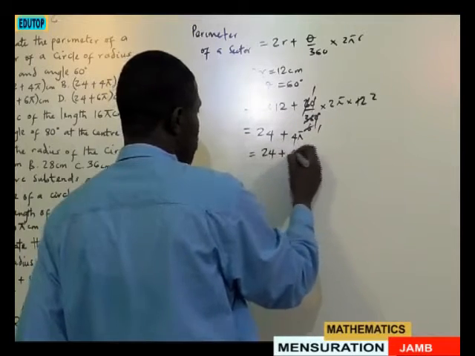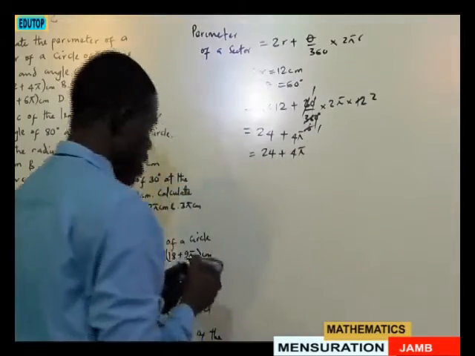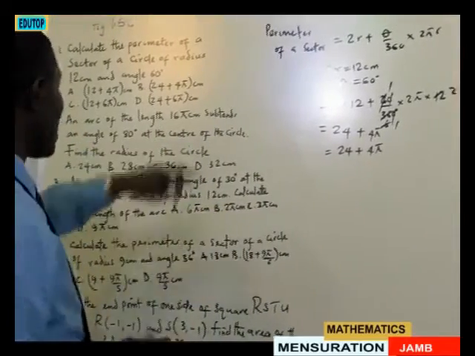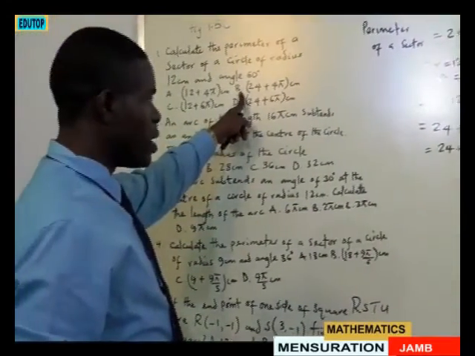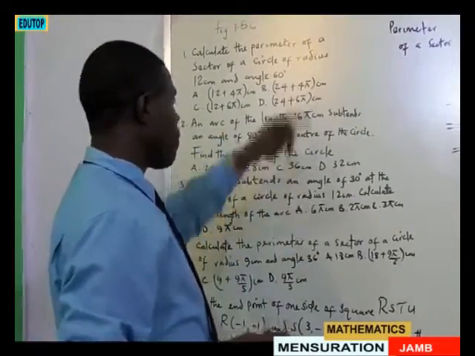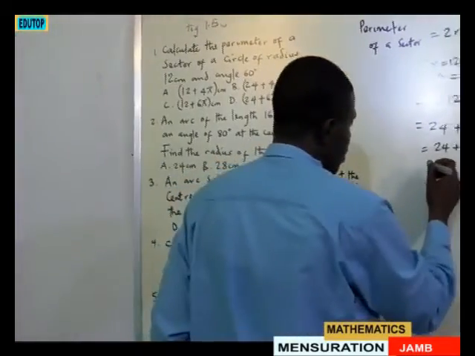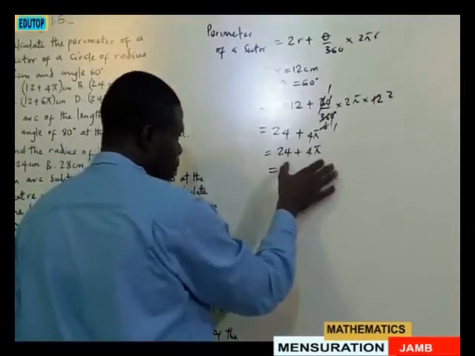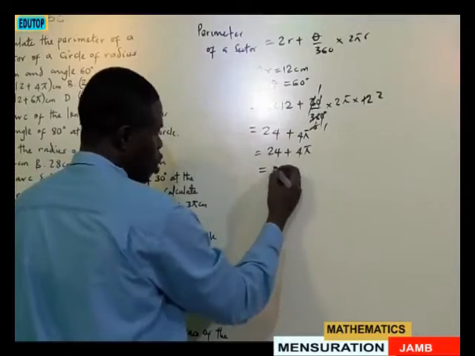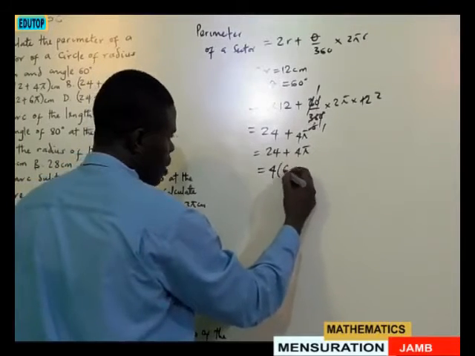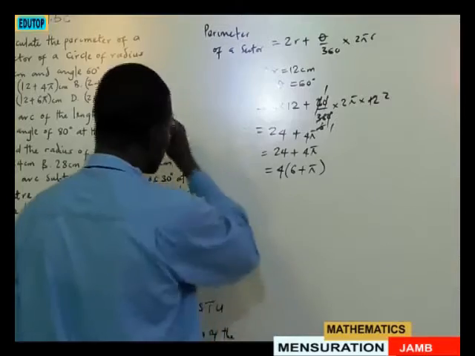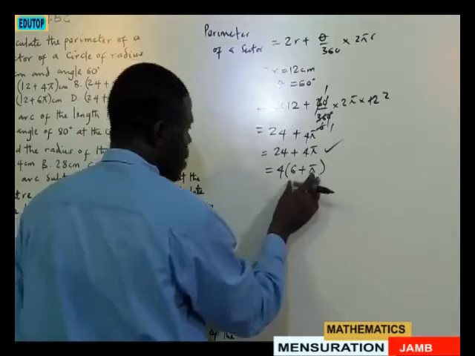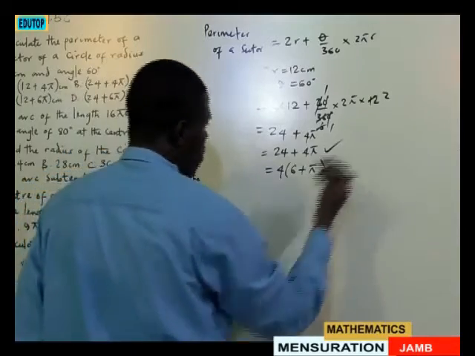If you go to your options and see the one that matches this answer, it is not far-fetched. It is option B, that's 24 plus 4 pi. Another way, because the examiner can be so tricky, is that the answer might not be presented this way. You can say that 4 is common, so I can bring the 4 out, then I will be left with 6 plus pi. Sometimes the answer might be left this way, and in that situation you pick this.